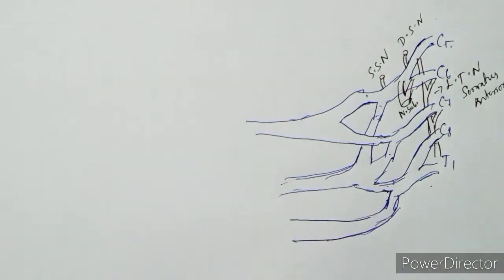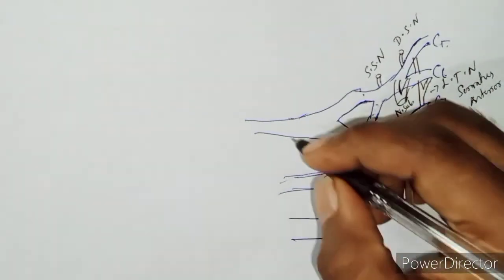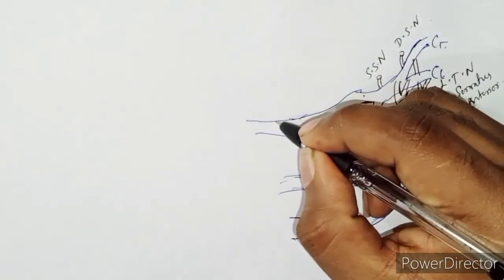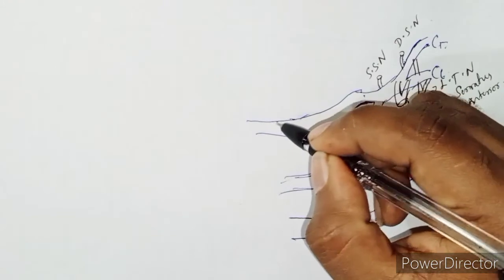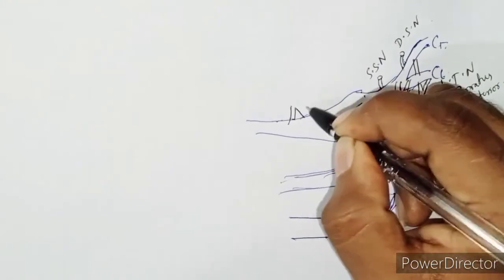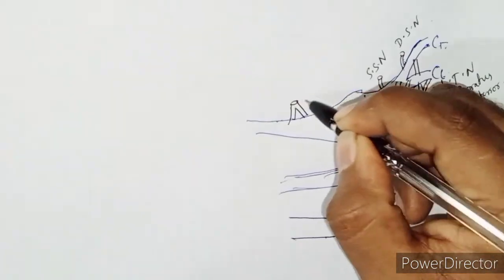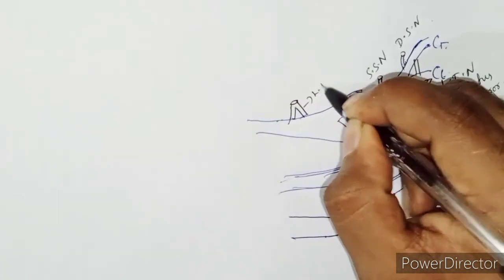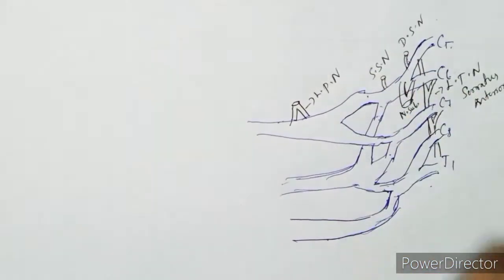Then in the lateral cord, we have three branches: the lateral pectoral nerve, the musculocutaneous nerve and the lateral root of the median nerve. This is called the lateral pectoral nerve, and this is going to supply the pectoralis major muscle.